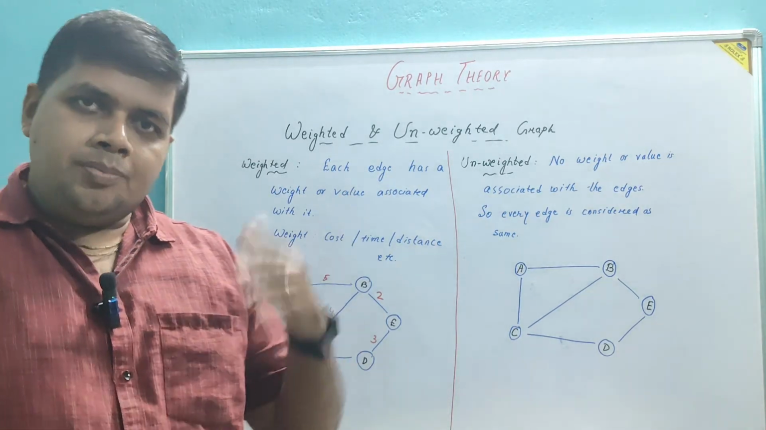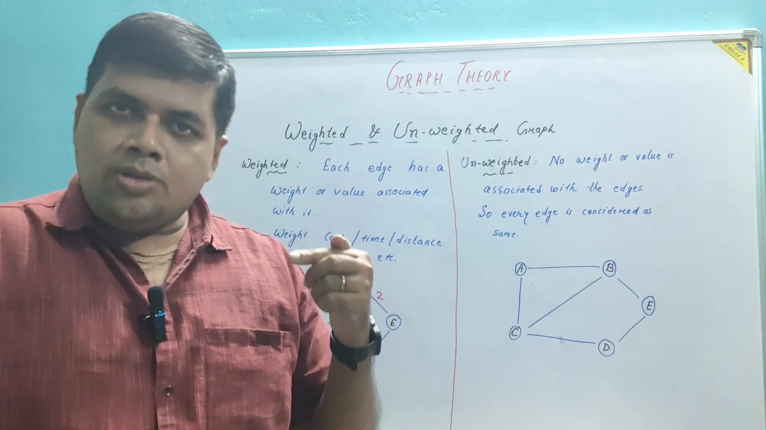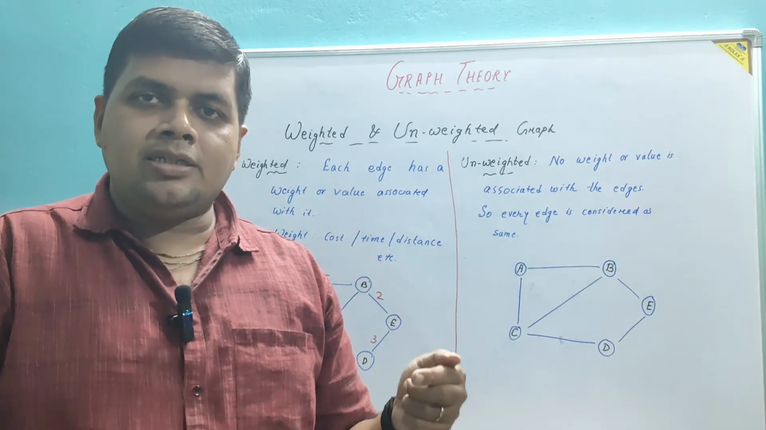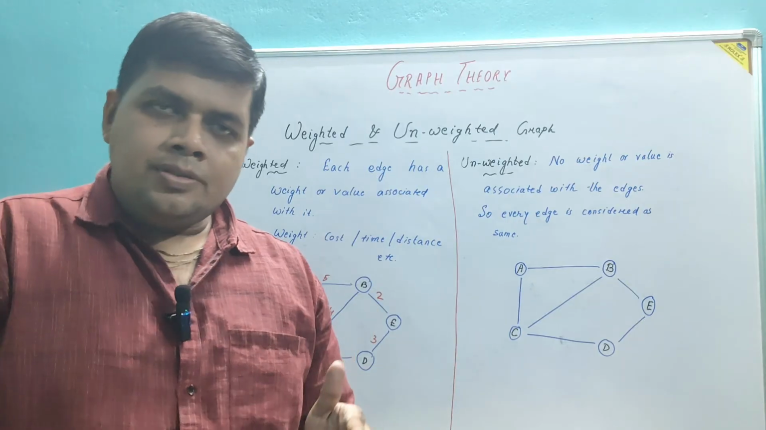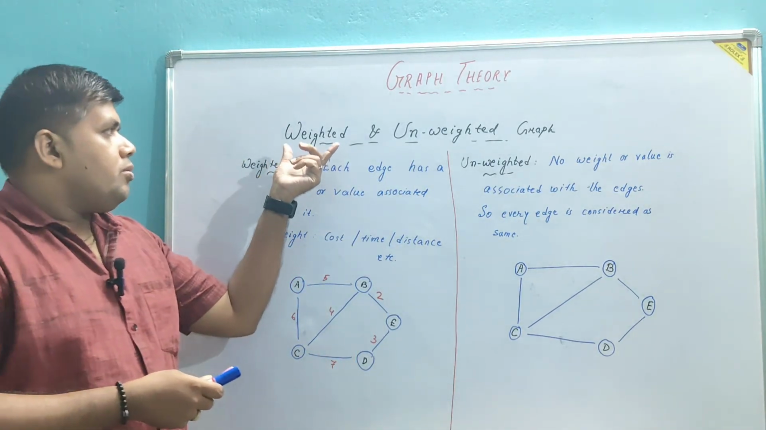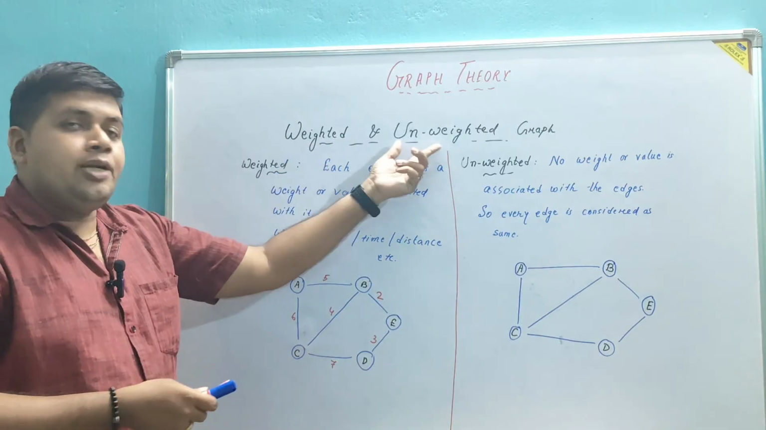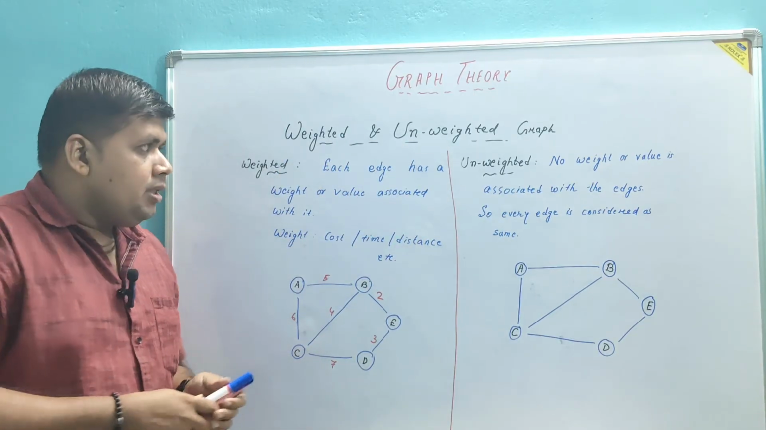In the previous video we have seen what a graph is, why it is used, and we have also seen what a directed graph and undirected graph is. So continuing with that, there are two other types of graph which are termed weighted and unweighted graph. So what is a weighted graph and unweighted graph?